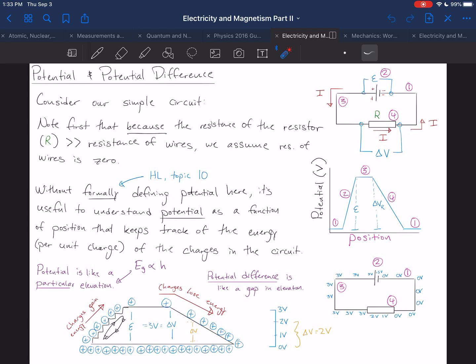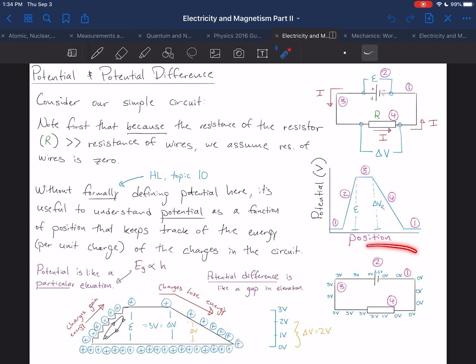It's also worth pointing out that the potential all along this area of the wire and all along this area of the wire is the same, as long as we assume that the effective resistance of the wires is 0, okay? If you wanted to map out the potential, you could actually give it values, just like you could height. And just like the gap in height is what really matters in gravitational potential energy, it's the gap in potential that matters in potential difference, not the actual potential.